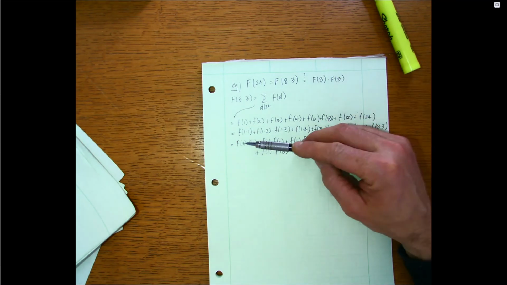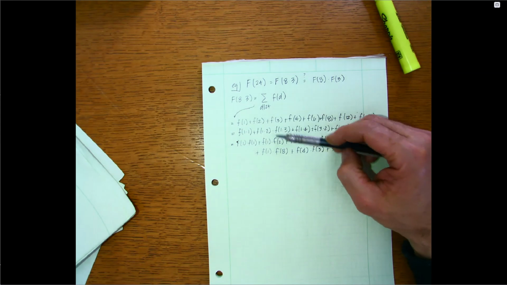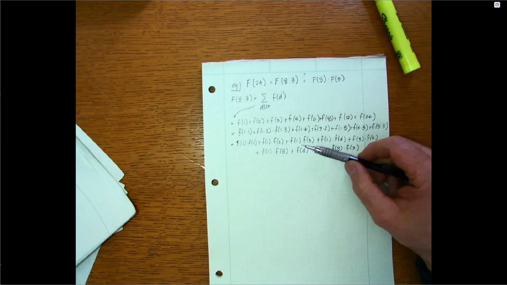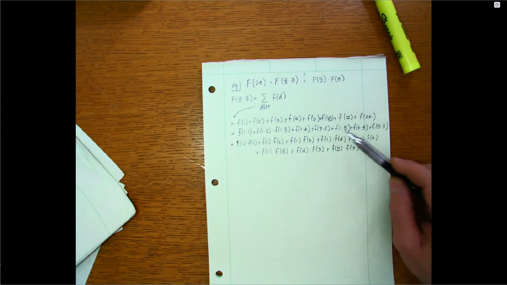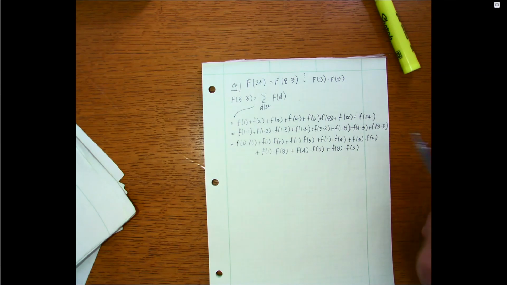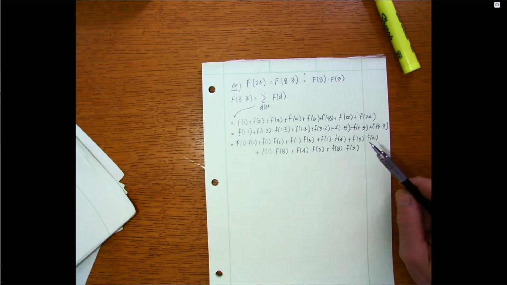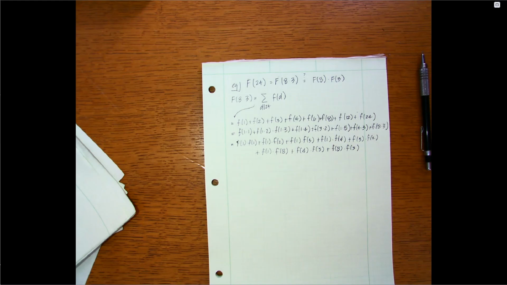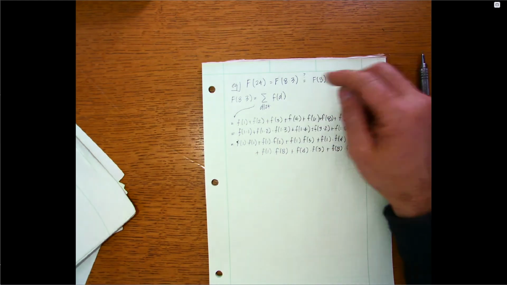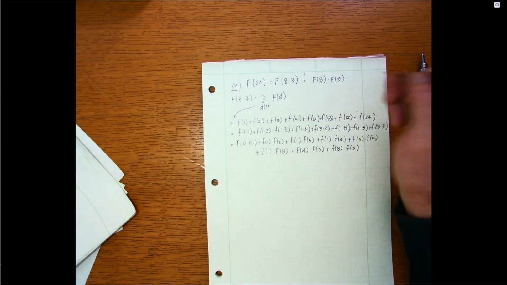So 1 times 1 can be written as f of 1 times f of 1. 1 times 2 can be written as f of 1 times f of 2. 1, 3, 1, 4. So here's 6 would be 3 times 2. Trying to keep track here of my addition and multiplication. Of course, the two functions whose product is being evaluated are multiplied, and then there's an addition for each value of the function. So at this point, I notice that what I'm trying to do is show that this is just big F of the factors of 8 times big F of the factors of 3.